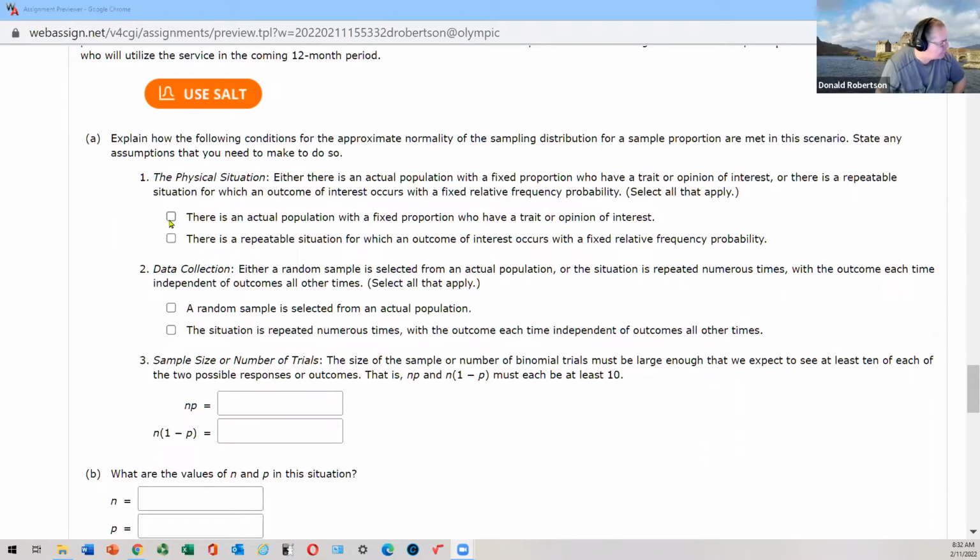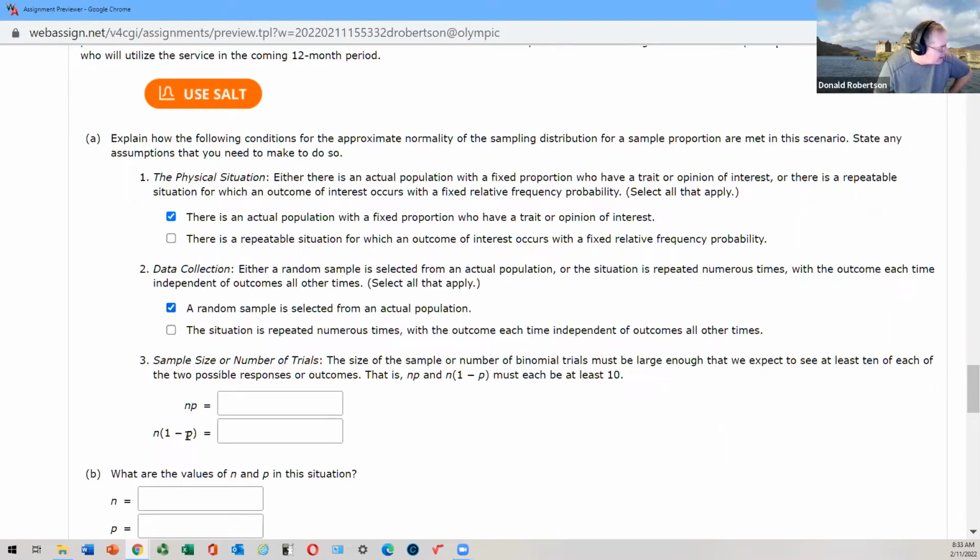Well, isn't there an actual population of people who are members? It's not a theoretical thing like, well, I could roll the dice 20 times kind of thing, right? It's actually people out there, right? Either a random sample is selected from the actual population, or you just repeat it. You don't really do the repeat numerous times in these kinds of stories. A repeat numerous times would be testing if a dice is fair, right? You have one dice, you keep rolling it for as many times as you want. That would be an example of that situation. So here is that one.